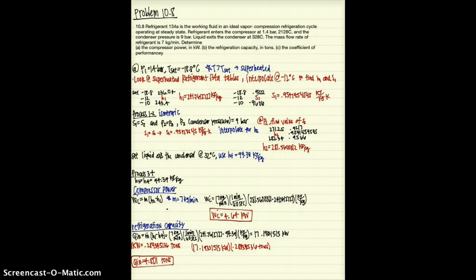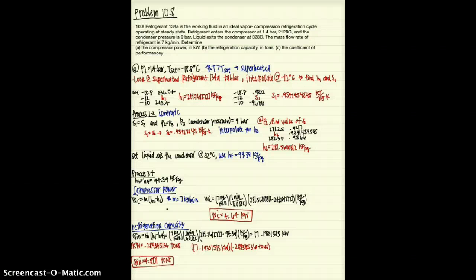We use the work of the compressor equal to mass flow rate times the enthalpy at state 2 minus the enthalpy at state 1. We see that the mass flow rate is given in kilograms per minute, so we need to be careful to multiply by 1 minute divided by 60 seconds to make sure of correct units. After plugging in known values, we calculate the compressor power to be 4.64 kilowatts.